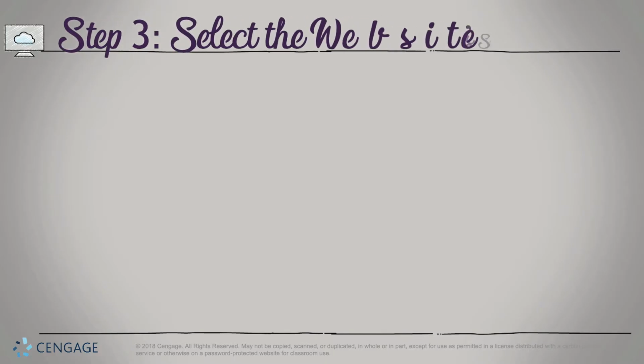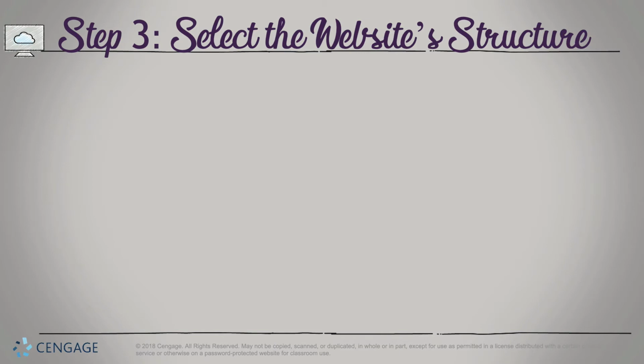Step 3. Select the website structure. After you define a website's purpose and identify its target audience, you are ready to plan the structure of your website, the linked arrangement of the website's pages from the home page. The website's structure should support the website's purpose and make it easy for visitors to find what they want at the website in as few clicks as possible.